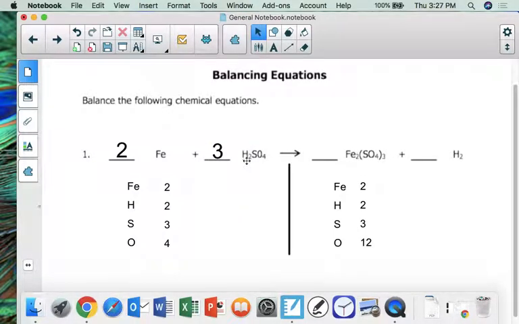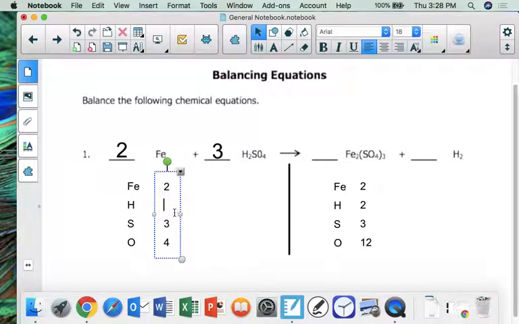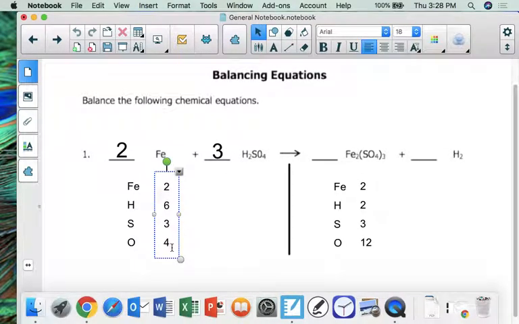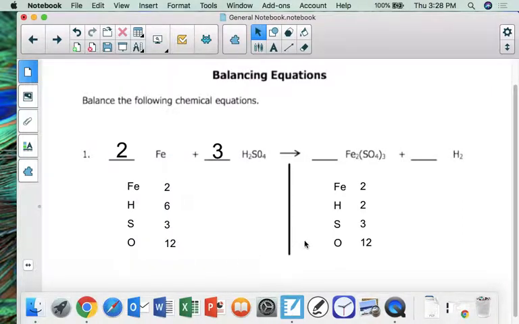So H has 2. 2 times 3 is 6. The 3 distributed to the sulfur that I already did. Then the oxygen, 3 times 4 is 12. Haven't done anything to this side yet, but let's see how the balancing is going. Iron is at 2, hydrogen is at 6 and 2. That's not balanced. Sulfur is balanced and oxygen is balanced.